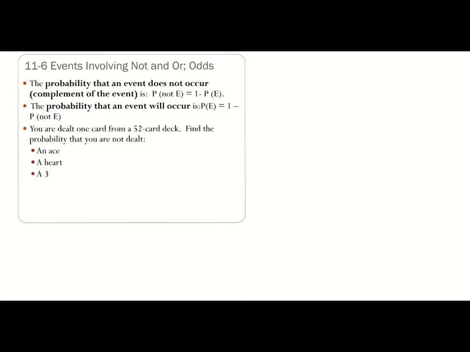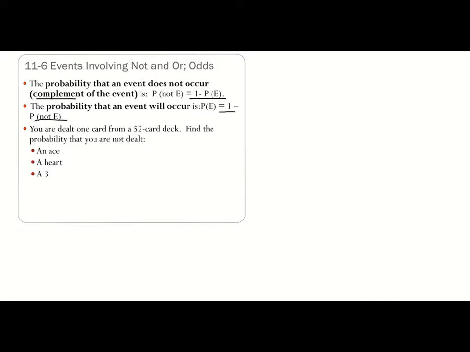Okay, this is section 11.6, and we're going to look at events involving the word not and the word or, and we'll also look at odds of an event happening. So the probability that an event does not occur, or the complement of the event, is always going to be 1 minus the probability of the event happening. The probability that an event will occur will be 1 minus the complement of that event.